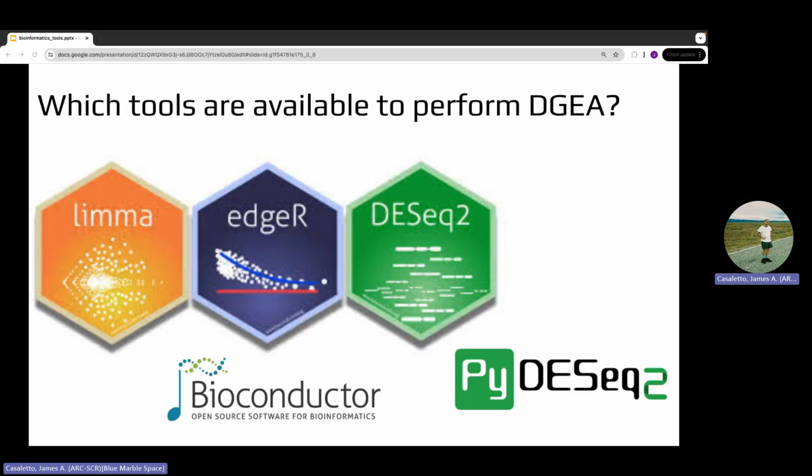Which tools are available to perform differential gene expression analysis? There are several tools available, as shown in the slide. The tool we will use in our lab is the Python implementation of DESeq2 called PyDESeq2. The other three tools shown in the slide, Limma, EdgeR, and DESeq2, are supported by an open source project called Bioconductor and are all implemented in R.